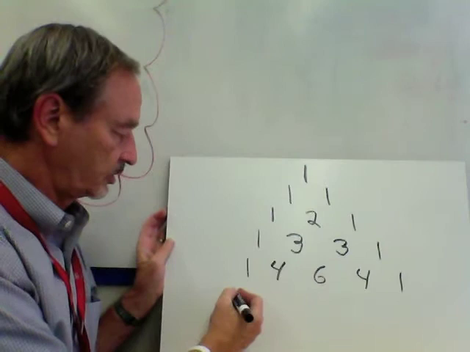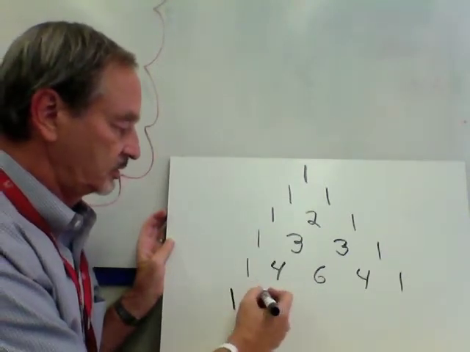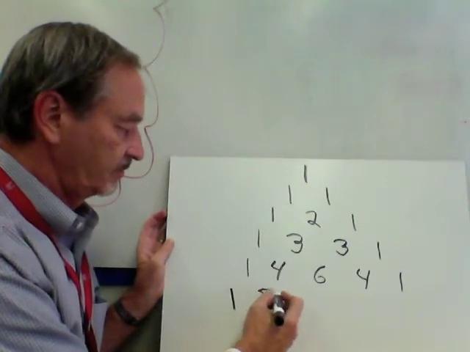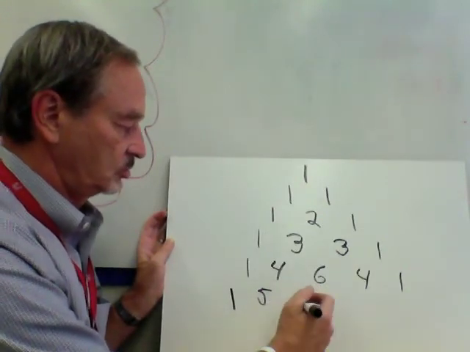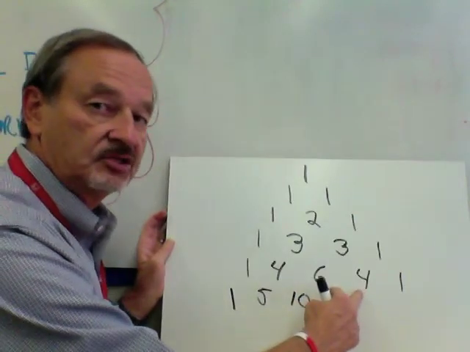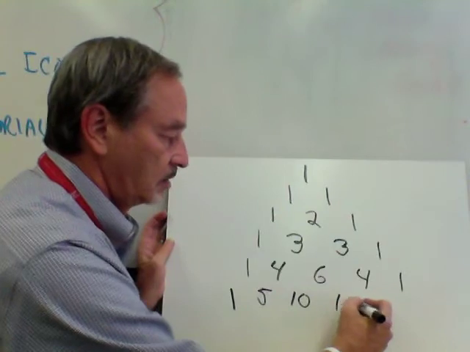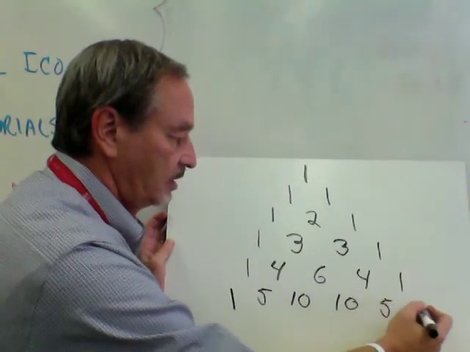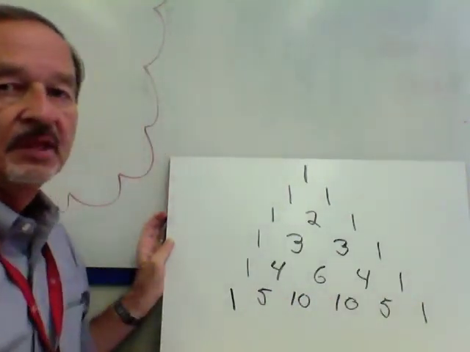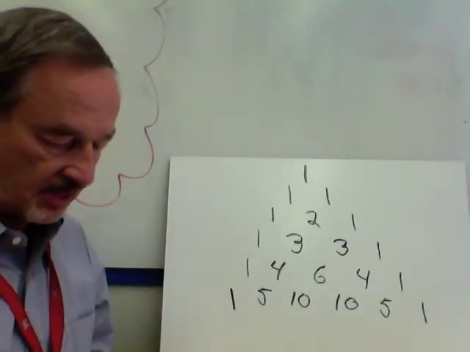I'm going to start out with the number 1. We're going to add these 2 numbers to get this term, so we get a 5. Add these 2 to get this term, and we get a 10. We add these 2 numbers for a 10, 5, and 1. Now, I want you to stop here for just a second, and now we're going to number these rows.